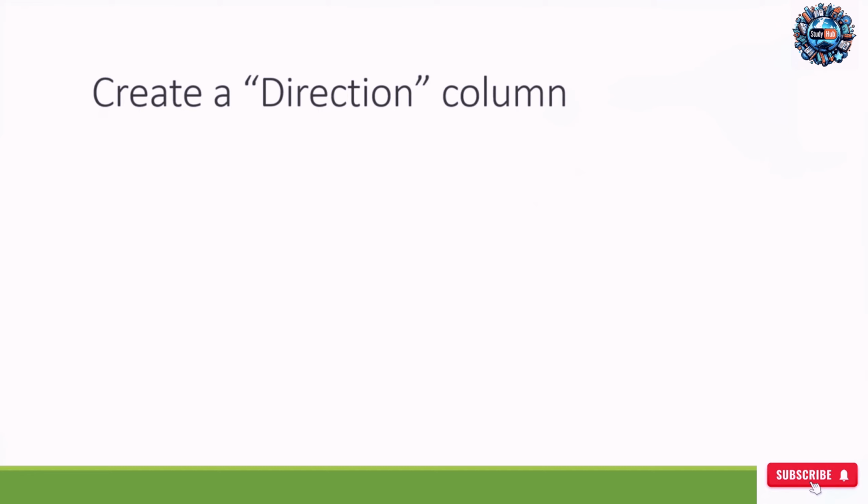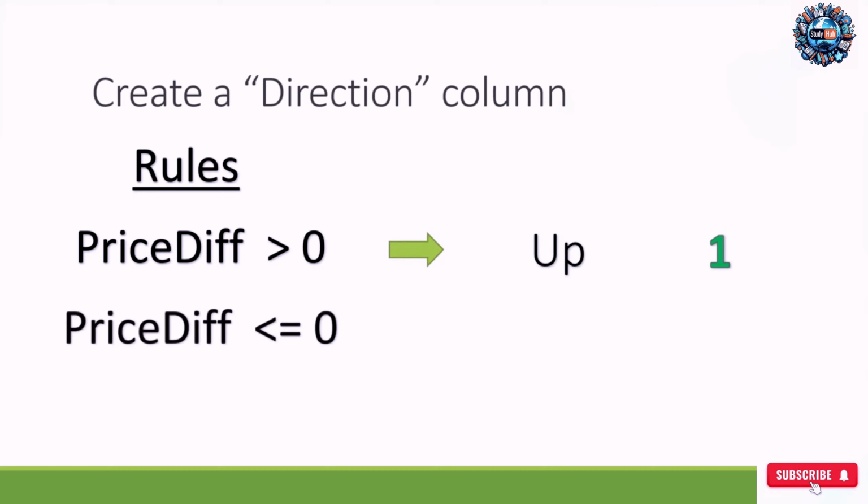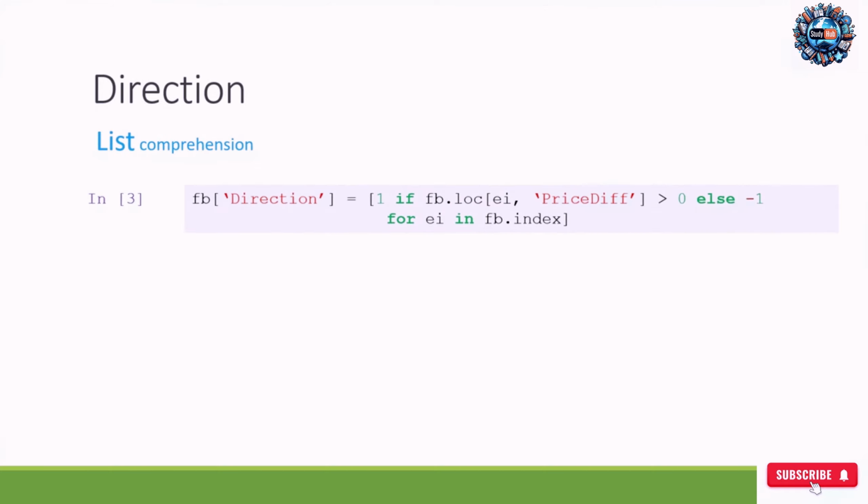Next, we will create a new variable, direction. The direction is determined by price diff. If price diff is positive, the direction is up and denoted as 1. Otherwise, it's down and denoted as -1. We cannot use column-wise transformation of any columns to get a direction. Instead, we will use list comprehension. Here's the code for the list comprehension. It looks very complicated. Let us look into the details.